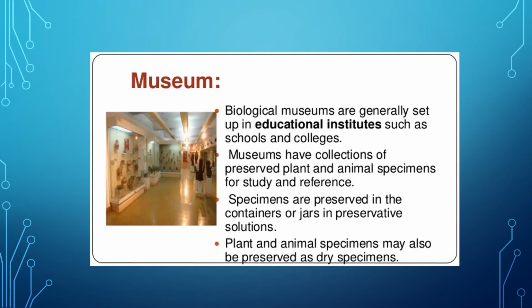Next, about museum. Biological museums are generally set up for educational purposes in educational institutes such as schools and colleges. They include collections of preserved plant and animal specimens for study and reference. Specimens are preserved in containers or jars in preservative solutions. At the same time, plant and animal specimens are also preserved as dry specimens.